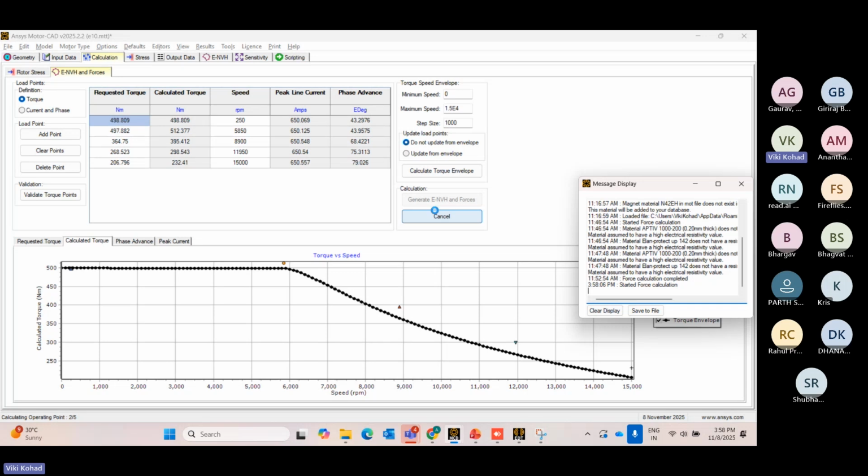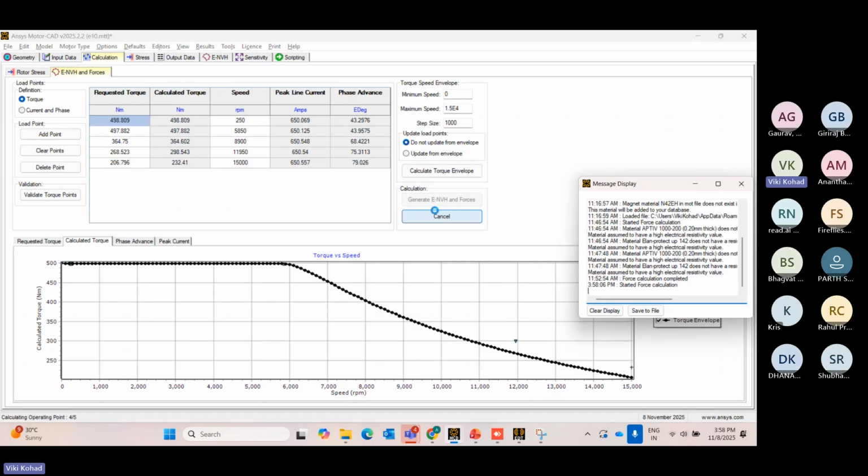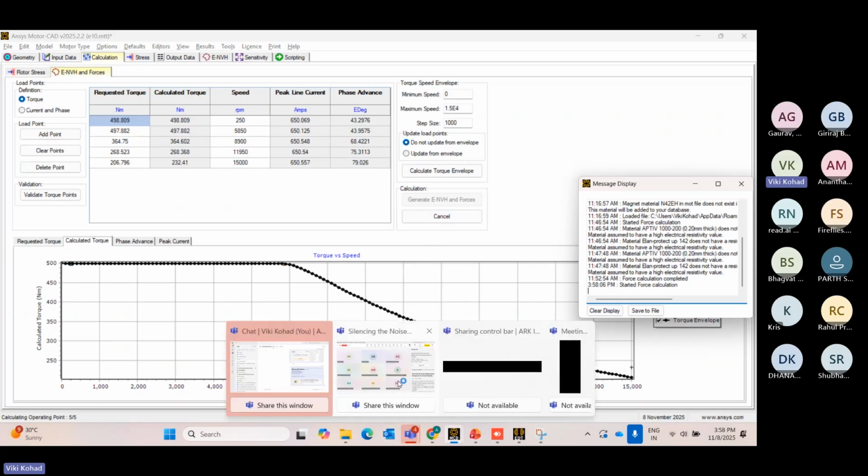When you are skewing our rotor, how the operating points are there, and on the basis of the operating points, how the results are coming, that we will see. In the meantime, I will give the answer of the questions also. What the sir is asking.